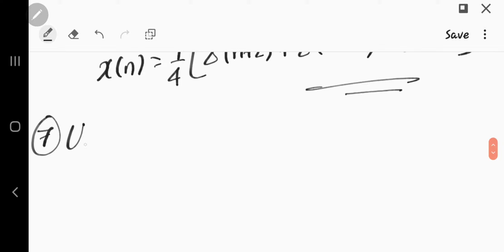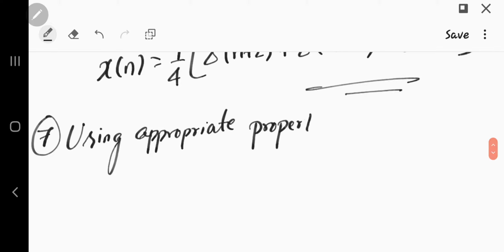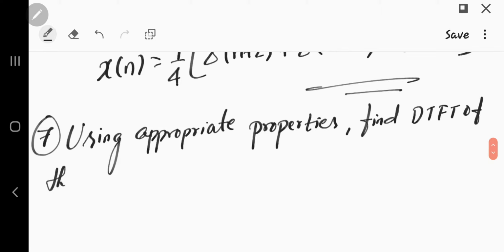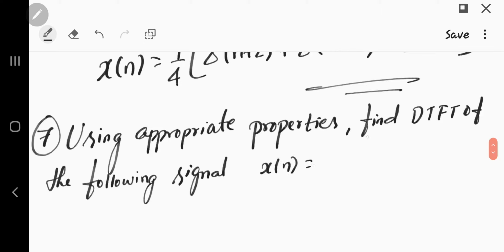So the problem is given like this: using appropriate properties, find the DTFT of the following signal. So the signal is given as x of n is equal to (1/2)^n u of n minus 2.